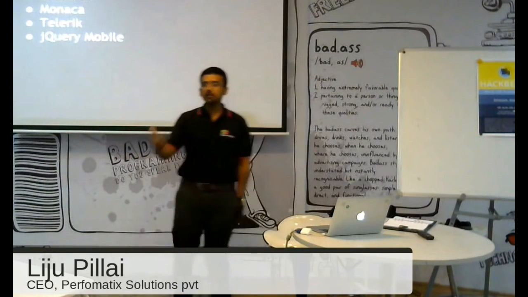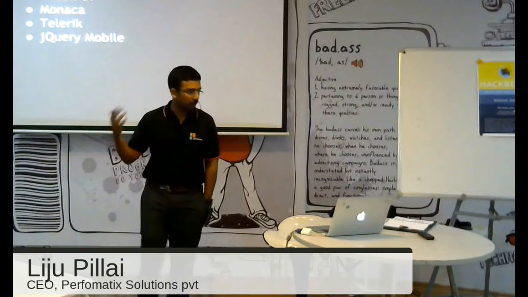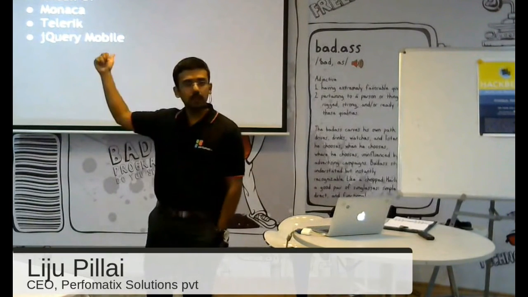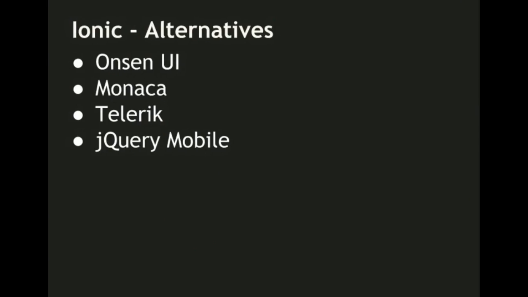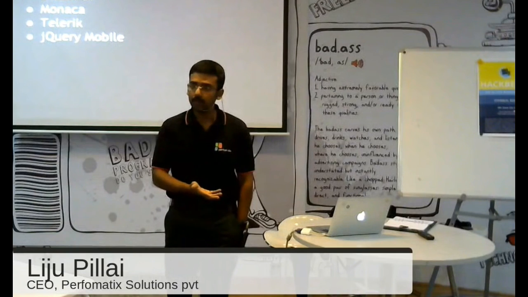Now, what are the alternatives to Ionic? Onsen is another similar framework, which is again built on top of AngularJS. So it's very similar. Telerik is a paid platform, which is very good. Again, it is expensive. It's not open source. jQuery Mobile is there. There are a lot of other platforms out there which you can use. I mean, if you don't want to have a dependency on AngularJS, don't use Ionic, right?